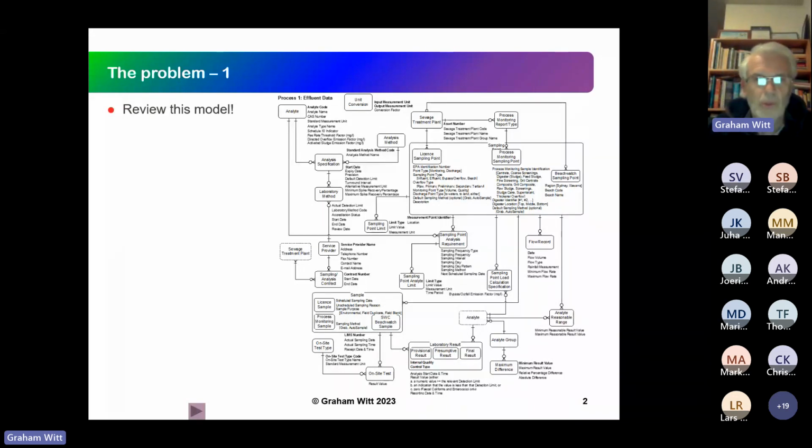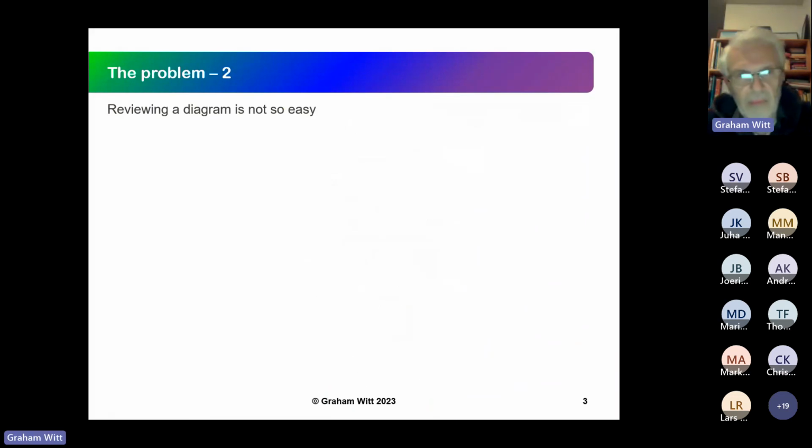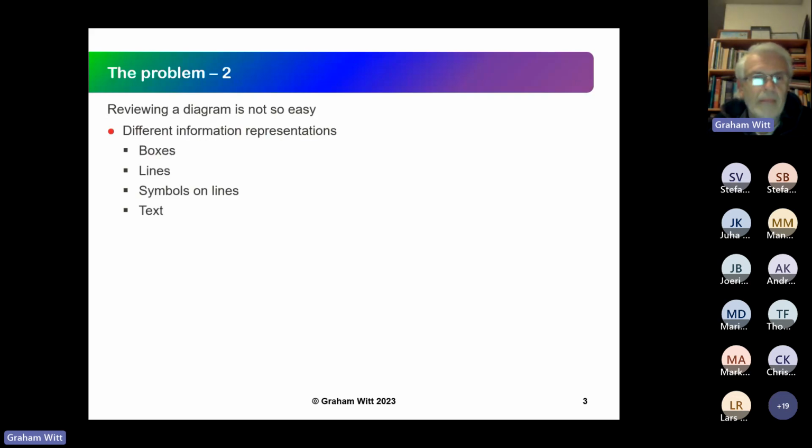But let's just talk about the problems of a diagrammatic model. Now, this one is perhaps a bit more dense than your average model, because it does, in fact, show all the attributes. But let's just look at some of the problems that we have with a diagrammatic model. So the whole point of a model is that business stakeholders will review it. It's not simply a case of let's build a model and pass it over to the database designer and let them go for it. We have to get business stakeholder input. But when they come to review a diagram, it's not that easy, because we've got all sorts of different representations. We've got boxes, lines, symbols on the lines, such as crow's feet and so on. And then we have some text.